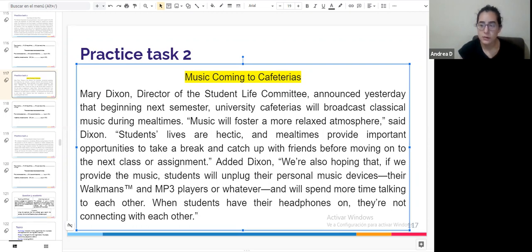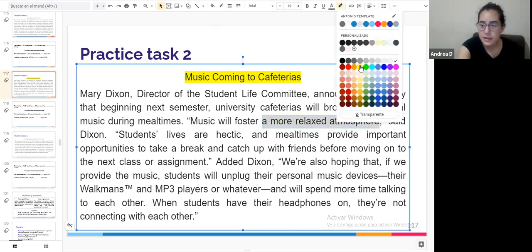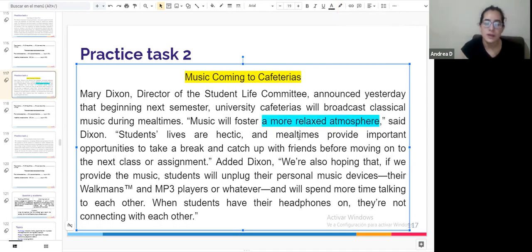Yes, Daniela? I think that the first reason is that they want to put a more relaxed atmosphere at the cafeteria, I guess. Okay, that's perfect. Yes, exactly that. They want to create a more relaxed atmosphere. Awesome. Okay. And what about the second reason?